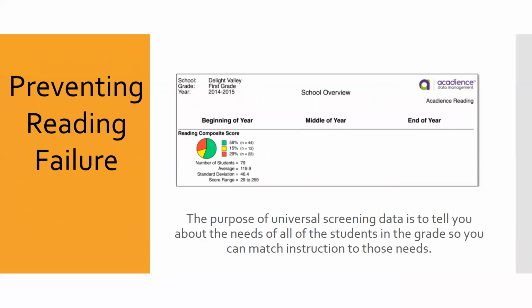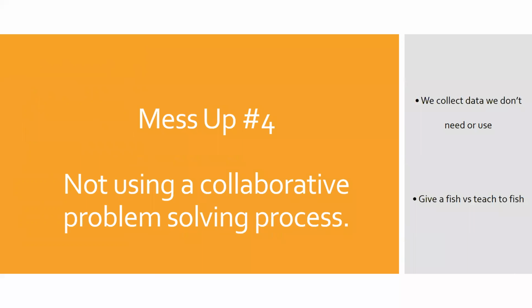This is an example from Acadian's data management, and this is an example of your universal screening data that you could get from the beginning of the year. So if you look at this example that Stephanie provided in her presentation, you can see that in the reading composite score, they were only showing that 56% of their students were at or above benchmark. So at this point, this teacher should really go back to their scores in each measure and analyze where am I seeing the most significant gaps and how can I change my core instruction to prevent the reading failure for my students. All right, moving on to mess up number 4, not using a collaborative problem-solving process.